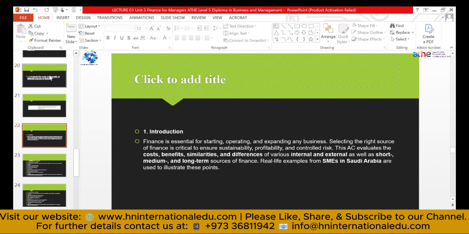Finance is essential for starting, operating, and expanding any business. You need money for it. Selecting the right source of finance is critical to ensure sustainability, that is, your business is going to last for a very long period. Profitability, more profit, more money, and controlled risk, the problems associated with it. This AC evaluates the costs, benefits, similarities, and differences of various internal and external, as well as short, medium, and long-term sources of finance. Real-life examples from SMEs in Saudi Arabia are used to illustrate these.